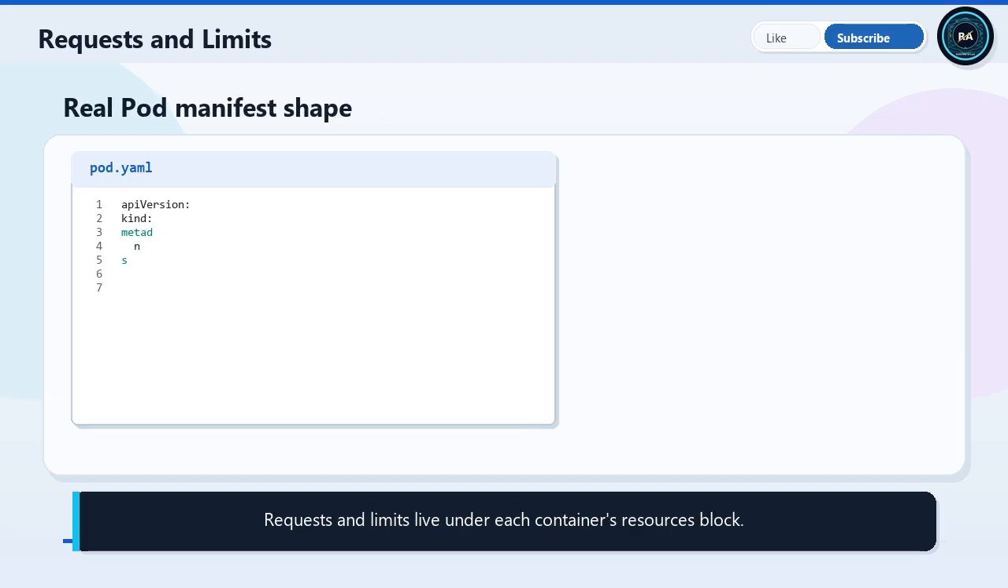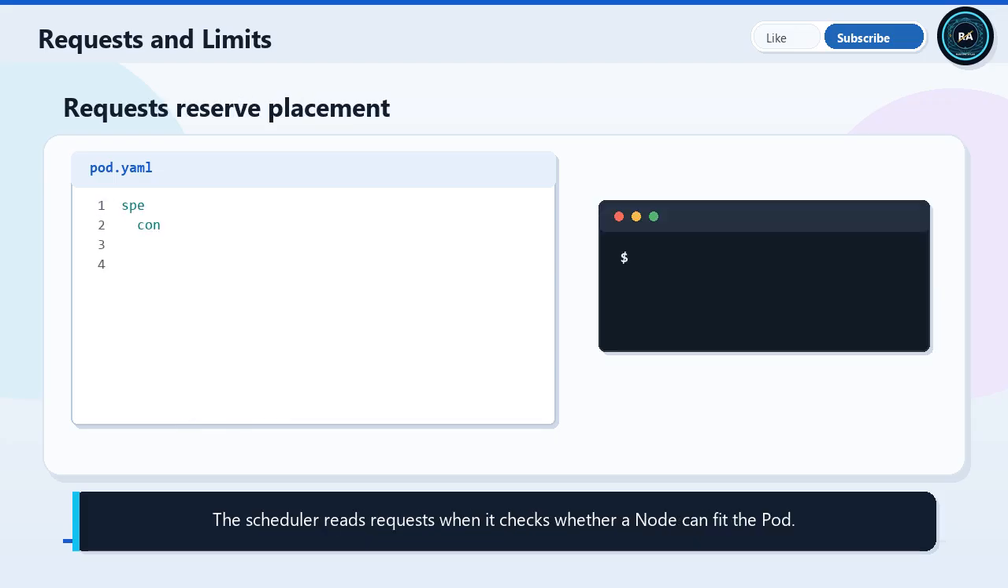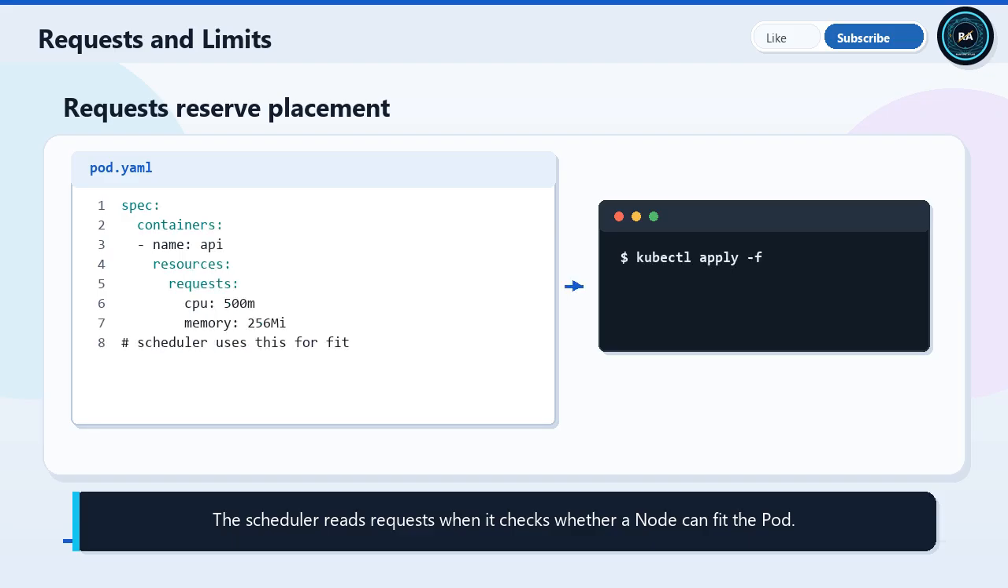In a real pod manifest, resources are not a top-level pod field. They live under spec, containers, the container name, and then resources. Inside that block, requests and limits are separate maps. The requests block is the scheduling contract. Here, the container asks for 500 millicores of CPU and 256 megabytes of memory. The scheduler adds those requests to what is already placed on a node.